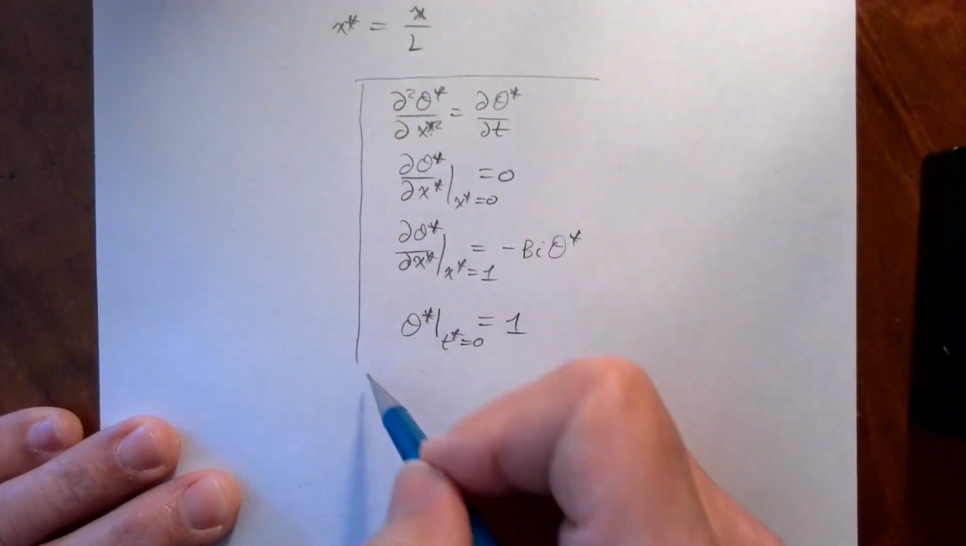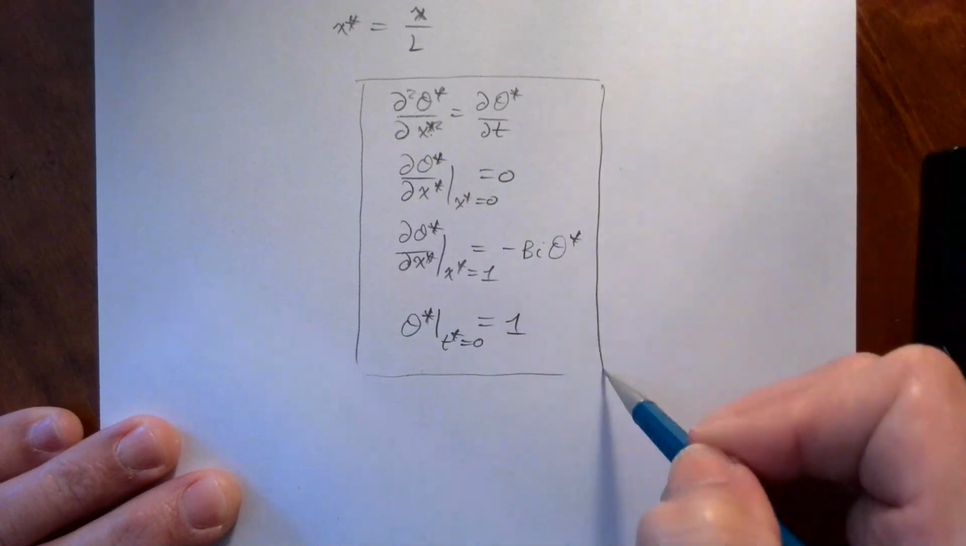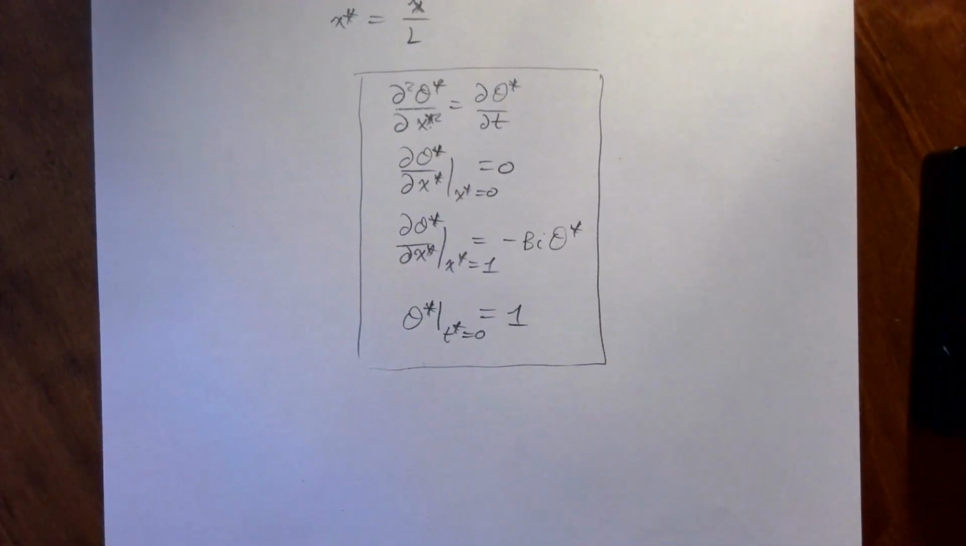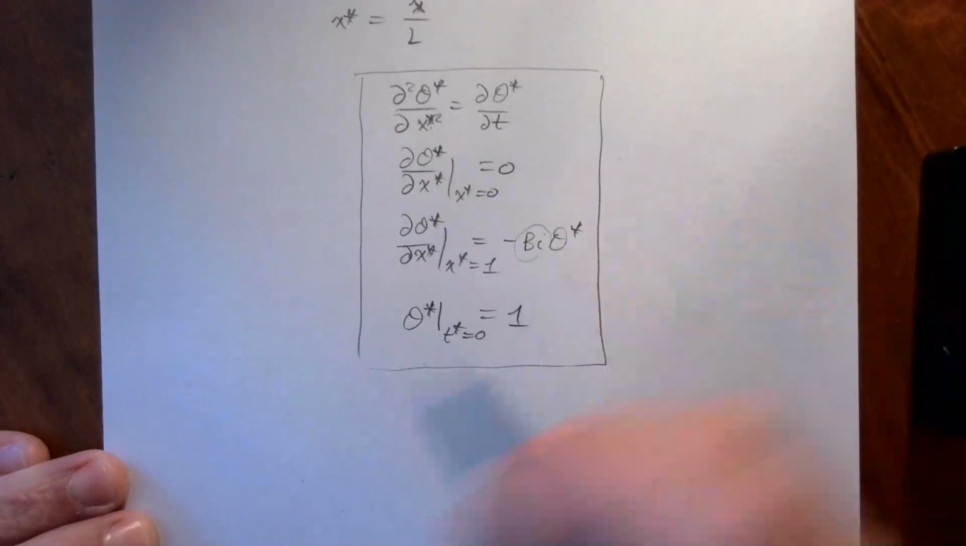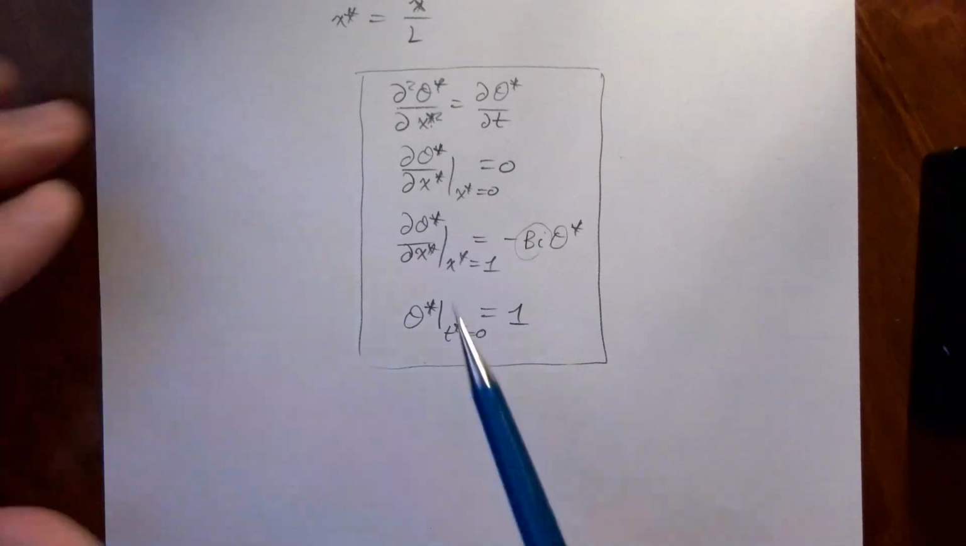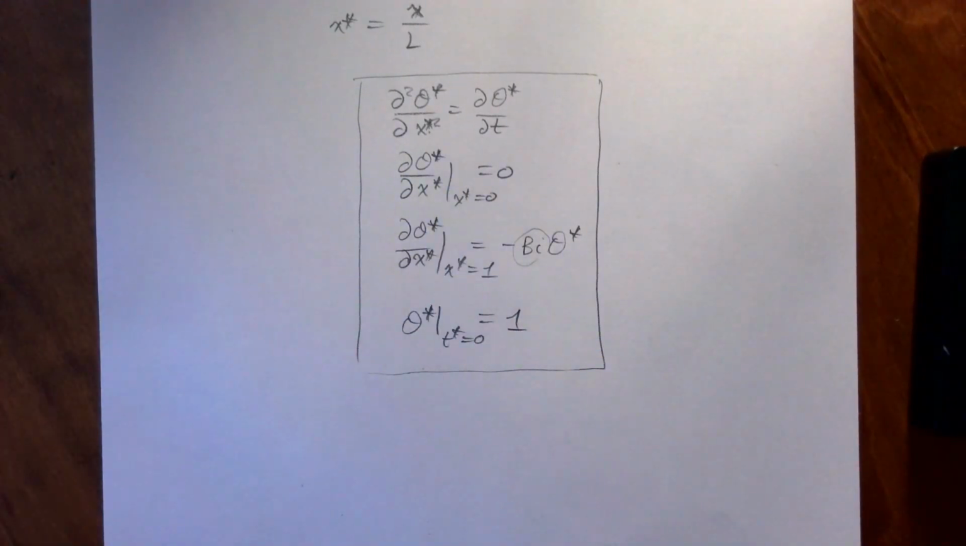So this is our scaled, well-posed mathematical problem that we can give to a mathematician and ask them to derive a solution for us in terms of only the Biot number, and then it's our job as engineers to interpret those solutions and convert back to dimensional problems that we can then solve. Okay, so let's talk about what the solution looks like in terms of these dimensionless parameters.